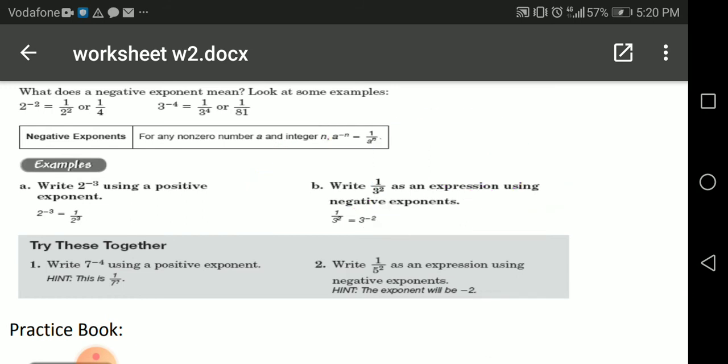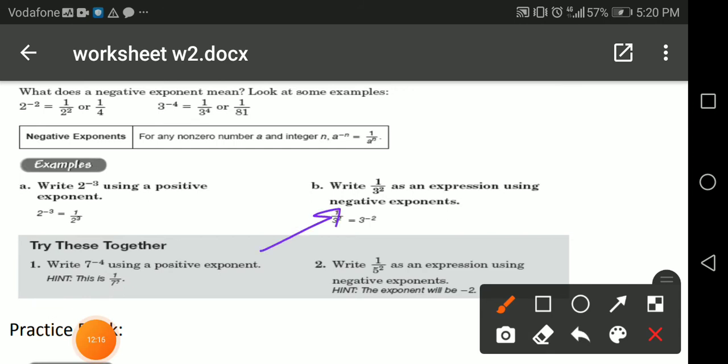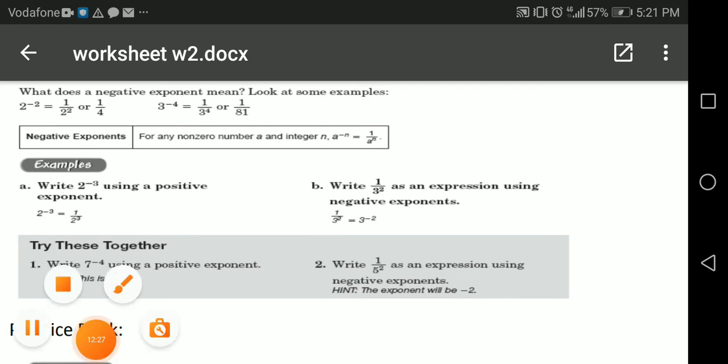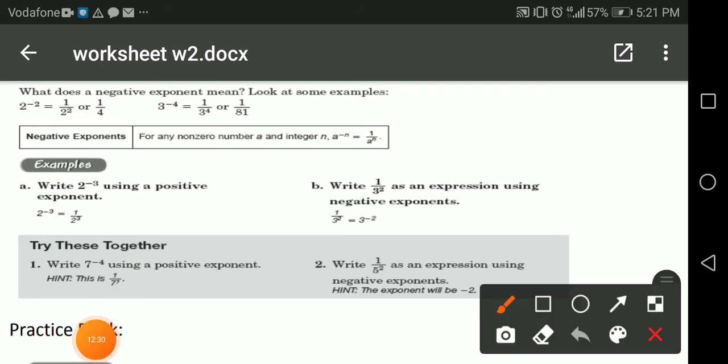And right here, he gives me a question: 1 over 3 to the second power as an expression using a negative exponent. So it would be 3 to the negative 2 power. Okay, I have here another one. Let's see together.